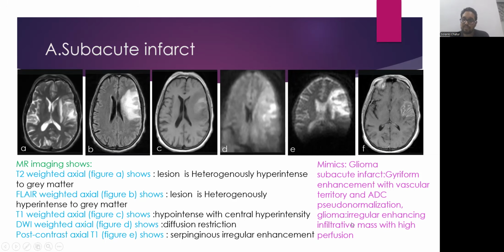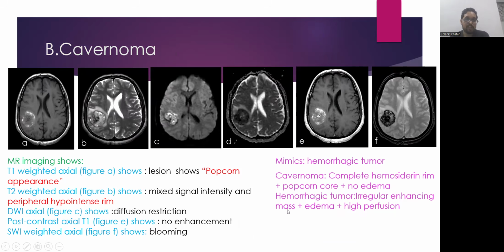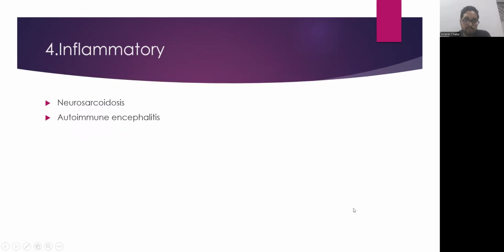Glioma is an irregular enhancing infiltrating mass with high perfusion. Cavernoma has typical popcorn calcification on T1 weighted imaging, and the T2 weighted axial image shows mixed signal intensity with peripheral hypointensity. On diffusion weighted imaging, there is no evidence of diffusion restriction, while the post contrast image shows no enhancement. On susceptibility weighted imaging, we can see blooming. Cavernoma can mimic hemorrhagic tumor. Hemorrhagic tumor shows irregular enhancement, significant edema, and high perfusion.